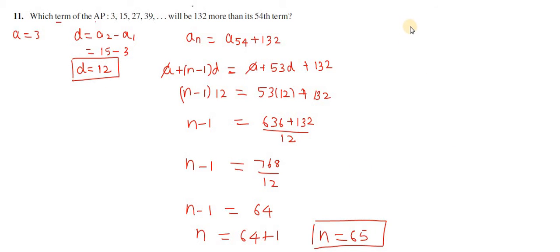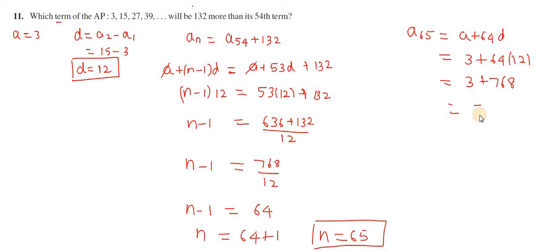Yes, we'll do it. So what is a65? We'll find a65 is nothing but a plus 64d, right? So we know a is 3, then plus 64 into d, which is 12. So simplify this: 3 plus 64 into 12. What you'll get? 768. So 768 plus 3 is equal to 771. So here a65 is equal to 771.